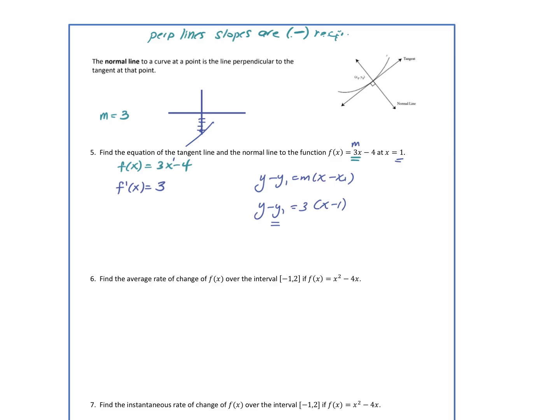Remember, to get the y value, we would just plug it in. So we're going to get 3 minus 4, so it's -1. It's the point 1 comma -1. So it's y plus 1 equals 3 times x minus 1. You can just leave it like that.